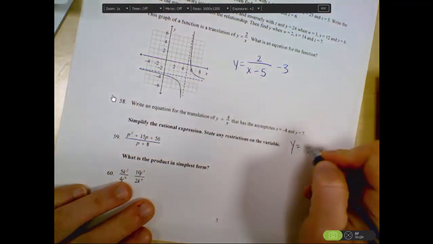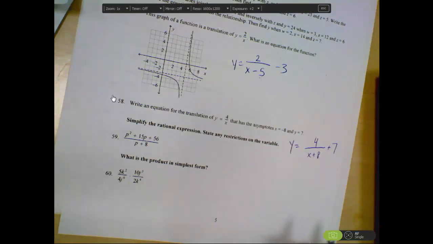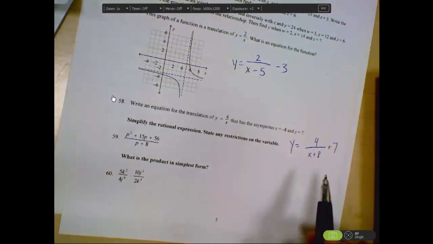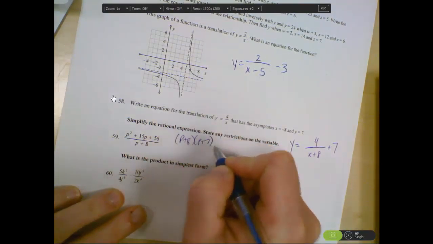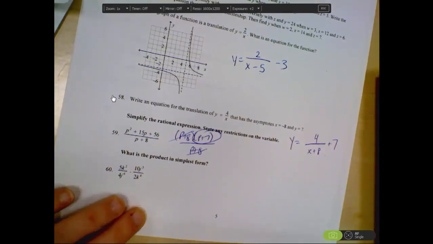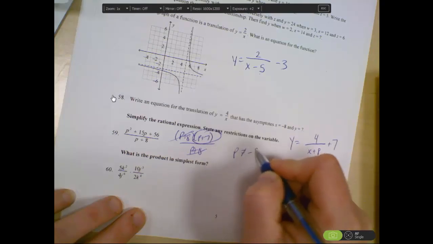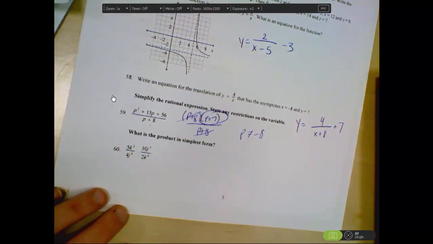So now we have 4 over x plus 8 plus 7. A lot of you guys got this wrong on the last test. You've got to know this, okay? Here we're going to factor the top, p plus 8, p plus 7 over p plus 8. Those cross off. There's your answer. Restriction on the variable, p cannot equal -8 because it would make the original problem undefined.